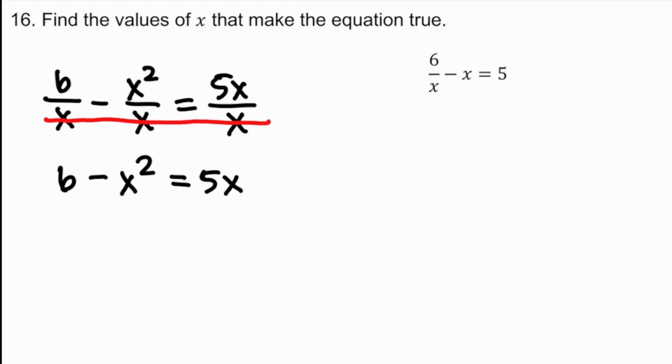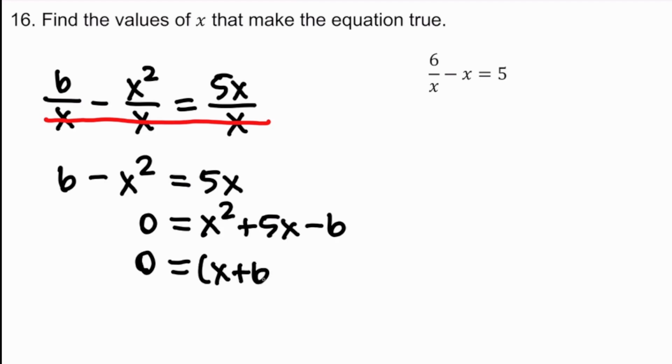Set this thing equal to 0 because it's got more than one power of x involved. So 0 equals x squared plus 5x minus 6. And this one is one of these tricky ones to solve because it's like, is it 3 and 2 or is it 6 and 1? Two numbers that multiply to -6 while adding to positive 5, that would be positive 6 and -1.